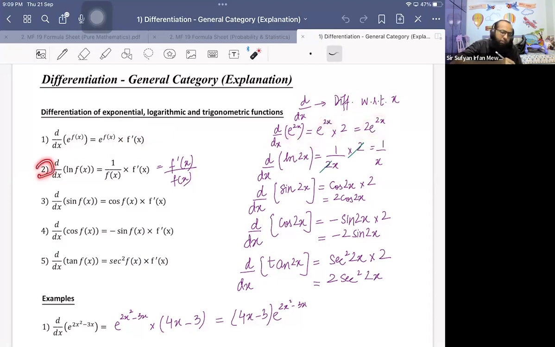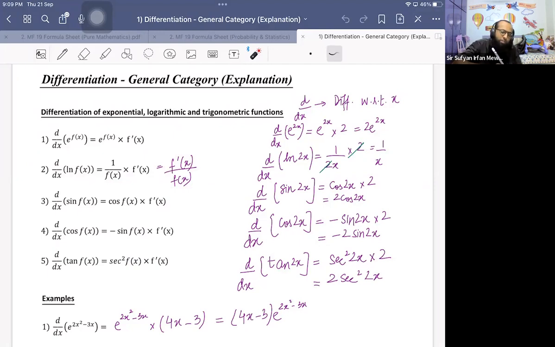Then comes the second function, ln fx. What is the differentiation of ln fx? The differentiation of ln fx is 1 upon fx multiplied by f prime x, or we say f prime x upon fx. What does this mean? Whenever we are differentiating the ln function, then the function comes in the denominator and the differentiation of the function comes in the numerator. जब भी ln of a function की differentiation करनी होगी, function denominator में आएगा और उस function की differentiation numerator में आएगी.